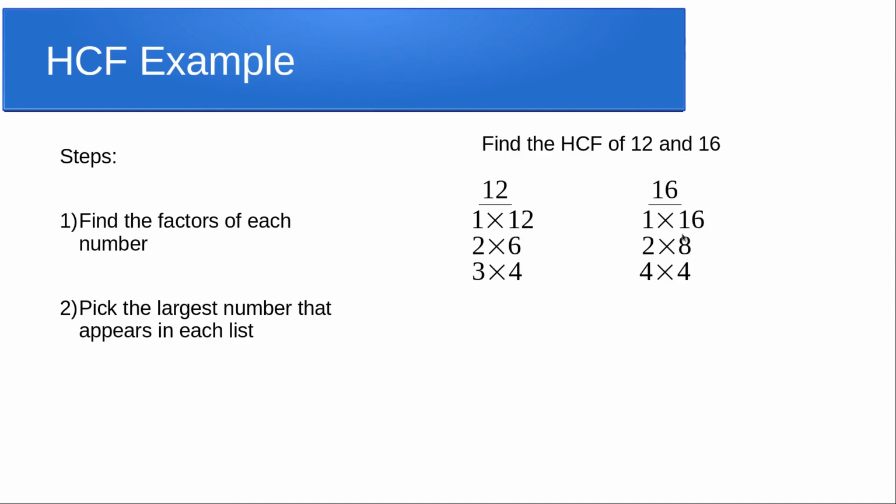So is 12 in this list? No, it isn't. So being systematic, we're going down to 6. Is 6 in this list? No, it isn't. So I'm going to go to our next one. Is 4 in this list? Yes, it is. So 4 is the highest common factor of 12 and 16.